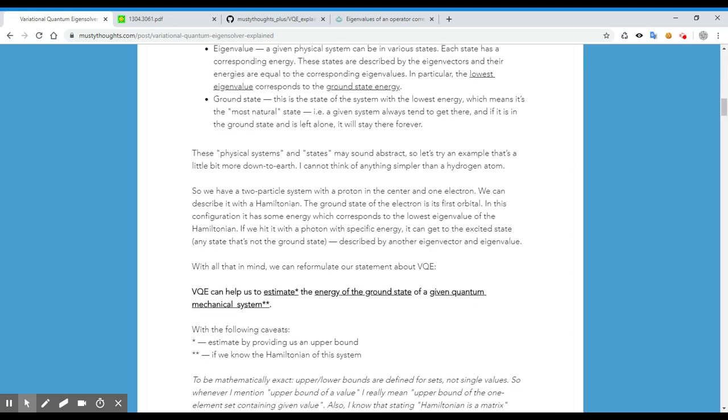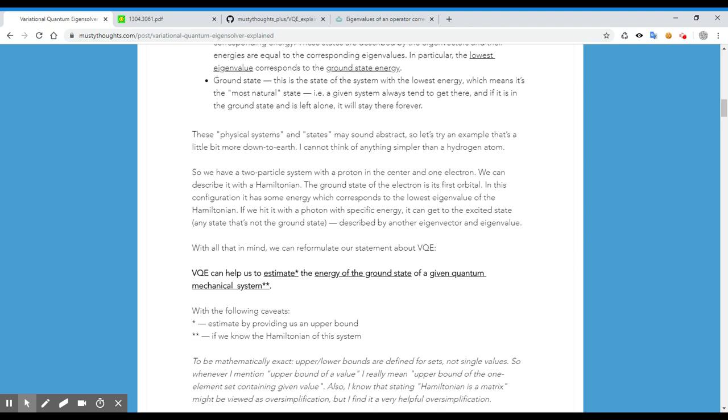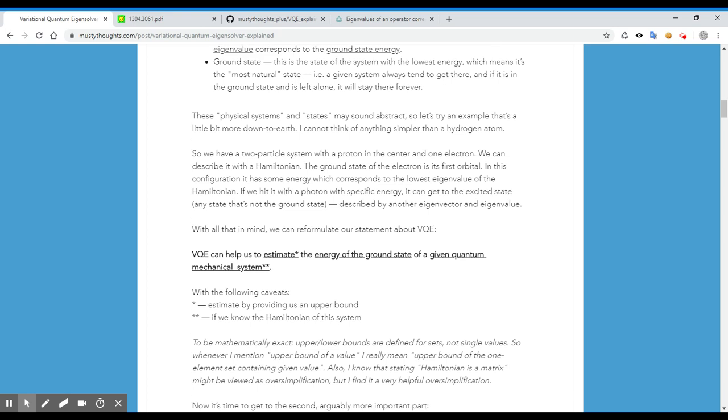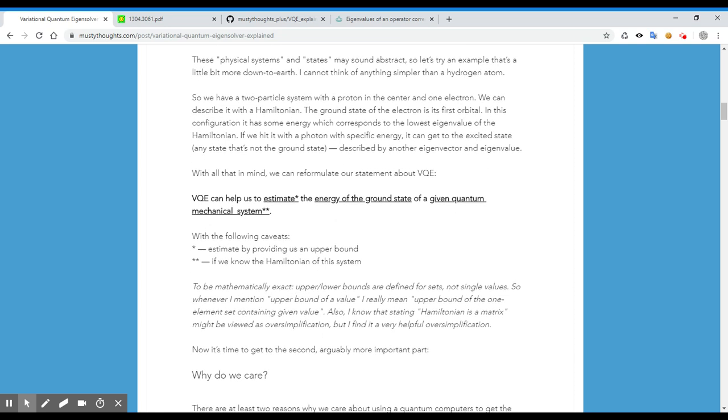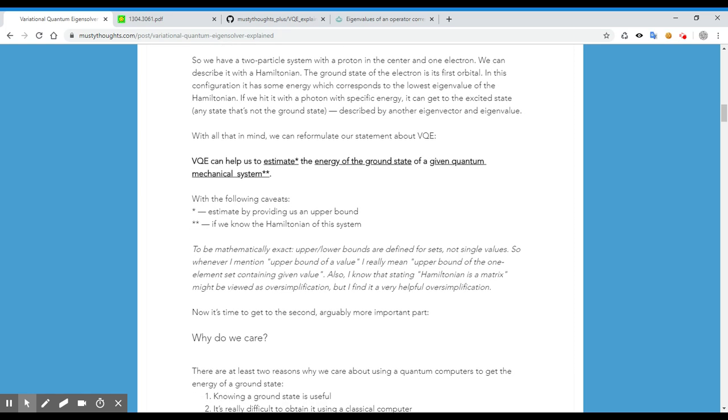These physical systems and states may sound abstract, so let's try an example that's a little bit more down to earth. I cannot think of anything simpler than a hydrogen atom. So we have a two-particle system with a proton in the center and one electron. We can describe it with the Hamiltonian. The ground state of the electron is its first orbital, and in this configuration it has some energy which corresponds to the lowest eigenvalue of the Hamiltonian. If we hit it with a photon with specific energy, we can get it to an excited state, a state that's not the ground state, described by another eigenvector and eigenvalue.